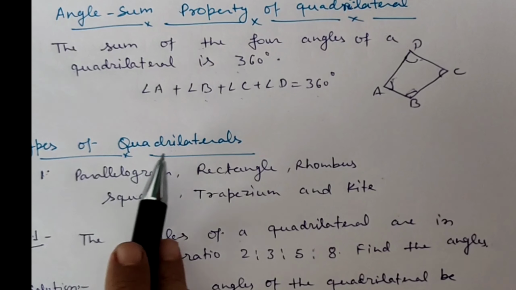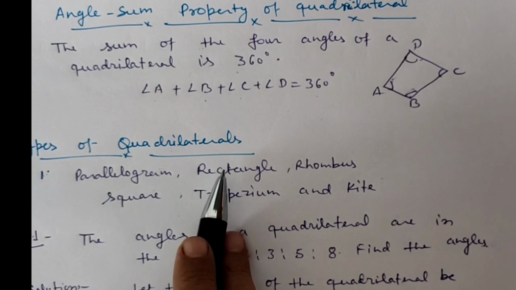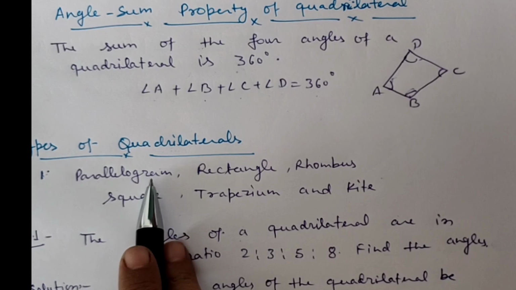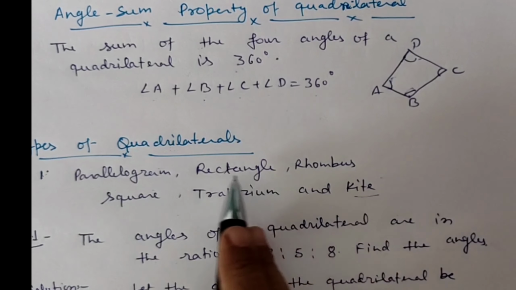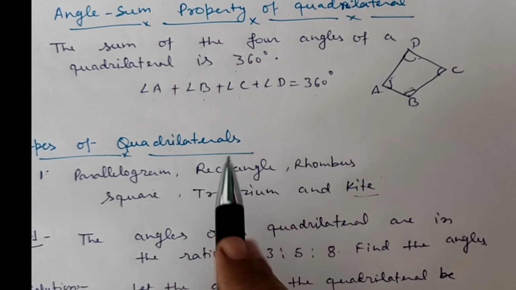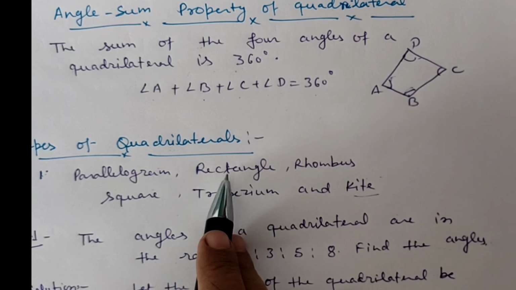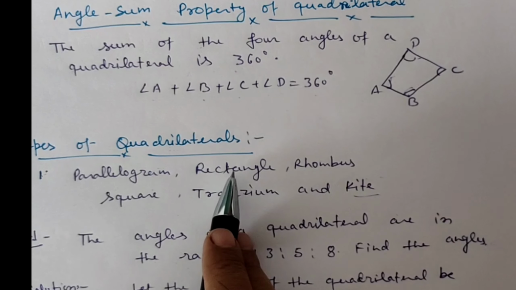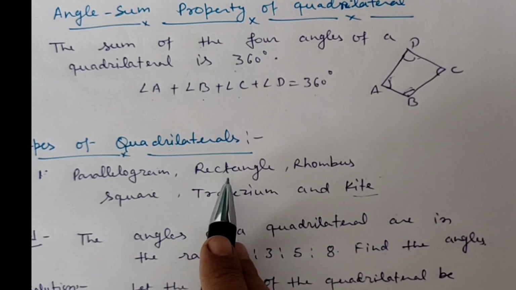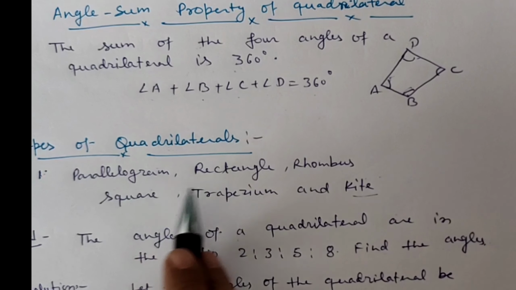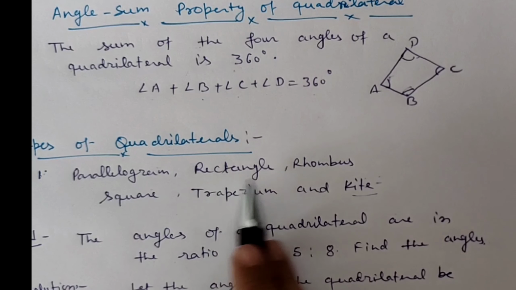Now, some types of quadrilateral. Here I have written some examples of types of quadrilateral: parallelogram, rectangle, rhombus, square, trapezium and kite. These are the types of quadrilateral. Some properties of some quadrilaterals you already know, like rectangle and square, and the other properties I have already discussed in my previous video. So you can refer to that and you will get other properties of these quadrilaterals.